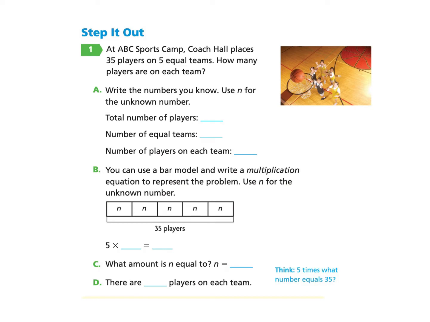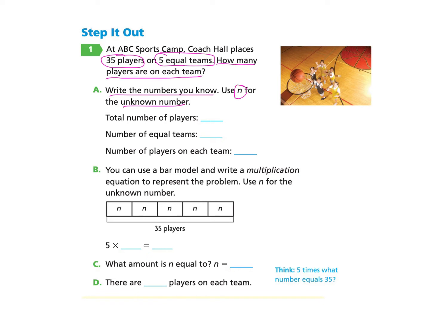You can pause as needed. We will start under Step It Out Part 1. At ABC Sports Camp, Coach Hall places 35 players on 5 equal teams. How many players are on each team? Let's start with part A. Write the numbers you know. Use N for the unknown number.